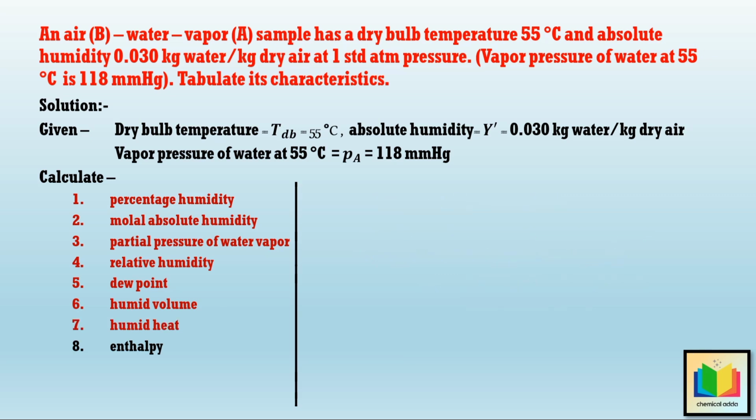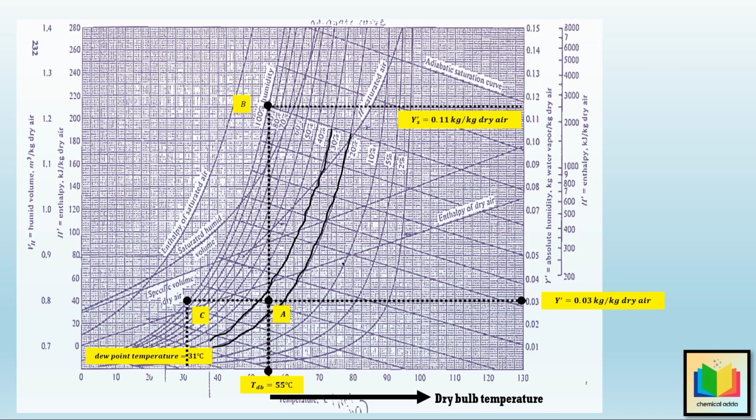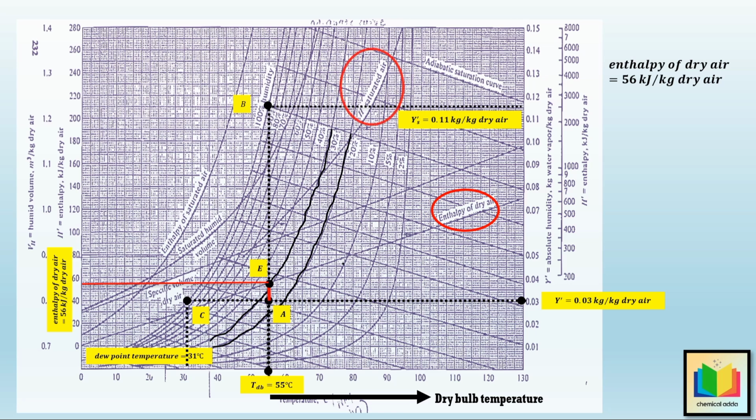Now, let's calculate the last property, which is enthalpy. So to calculate enthalpy of sample air, let's calculate the enthalpy of dry air. For that, on psychometric chart, draw a vertical line from point A until it meets the curve for enthalpy of dry air. Let's call this point A, which shows the enthalpy of dry air as 56 kilojoules per kilogram dry air. Then next calculate the enthalpy of saturated air. For that, draw a vertical line from point A until it meets the curve for enthalpy of saturated air. Let's call this point F, which shows the enthalpy of saturated air as 352 kJ per kilogram dry air.